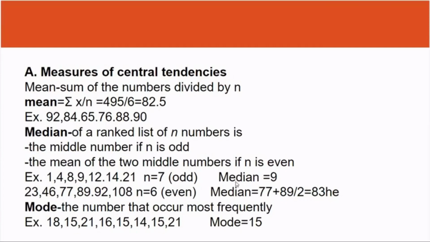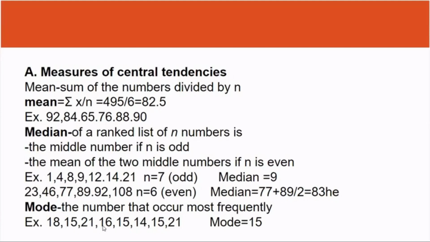So, mode. Mode naman, the number that occurs most frequently. So, dito naman sa mode, ang kailangan nyo lang is yung observation nyo. No? So, observation lang natin siya gagawin. So, paano po yun? Yung number na pinakamadalas lumabas doon sa series na yun, yun yung mode. No? So, you have here 18, 15, 21, 16, 15, 14, 15, 21. So, ilang beses lumabas si 18? Isa. Ilan lumabas si 21?